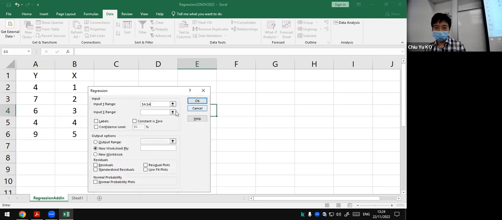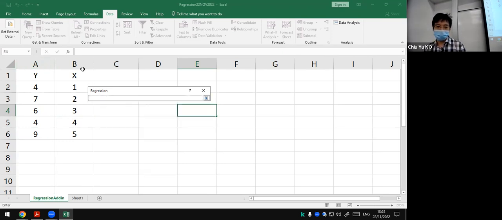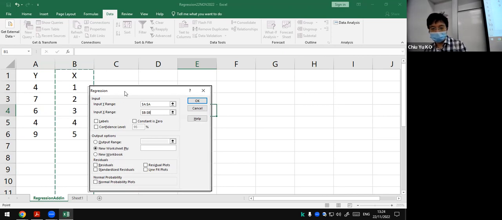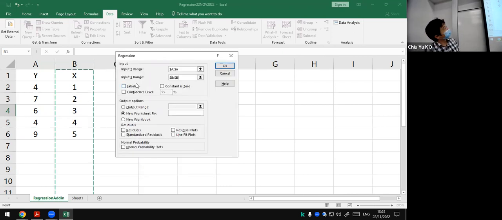I just do column A. And X is column B, okay? Or just B1 to B6 is fine. So here, there are several things to look at. I have the label in the first row, so I have label, okay?